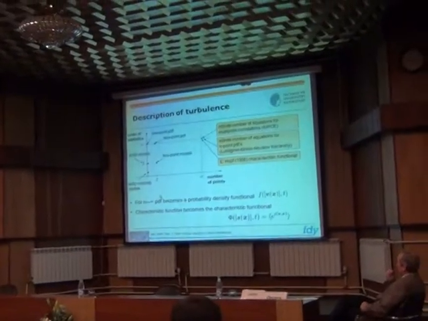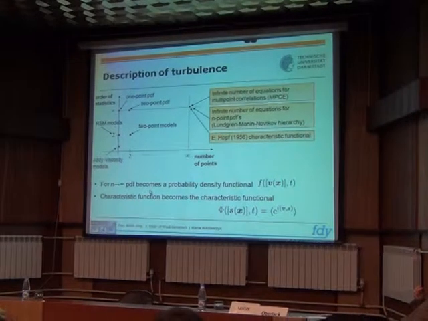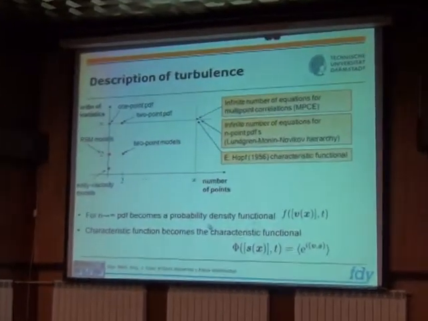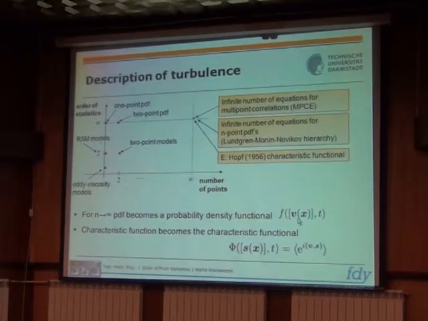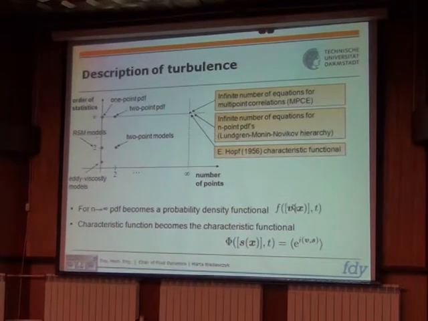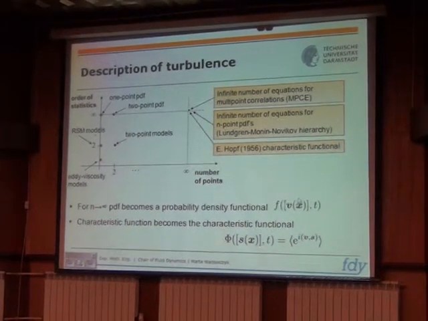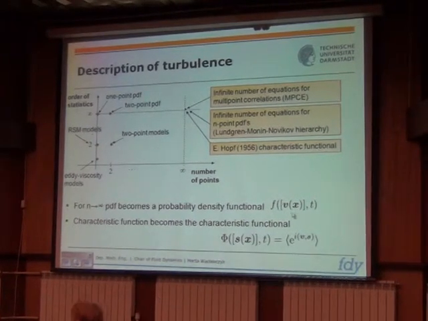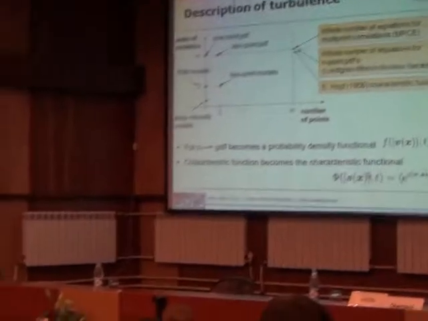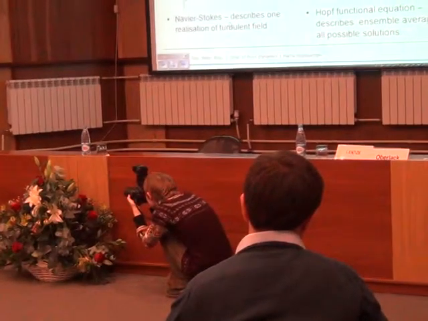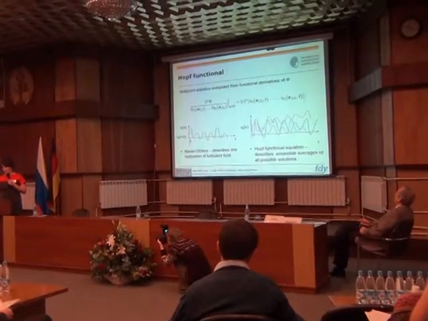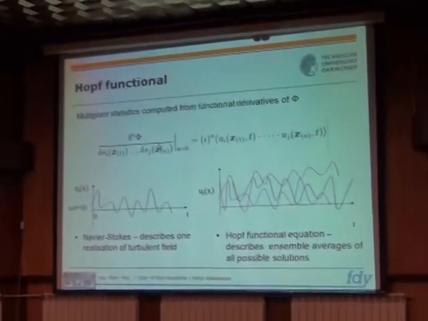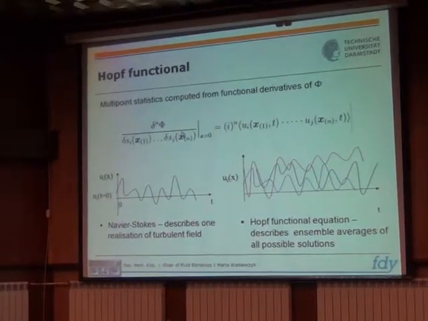Now, the point is that when the number of points goes to infinity, the PDF becomes the probability density functional. So instead of a set of variables v, we have here a variable v, which is a function of a continuous variable x. And in the same sense, the characteristic function becomes the characteristic functional. Multi-point statistics can be computed from the characteristic functional by taking functional derivatives. A functional derivative is a sort of extension of the gradient.